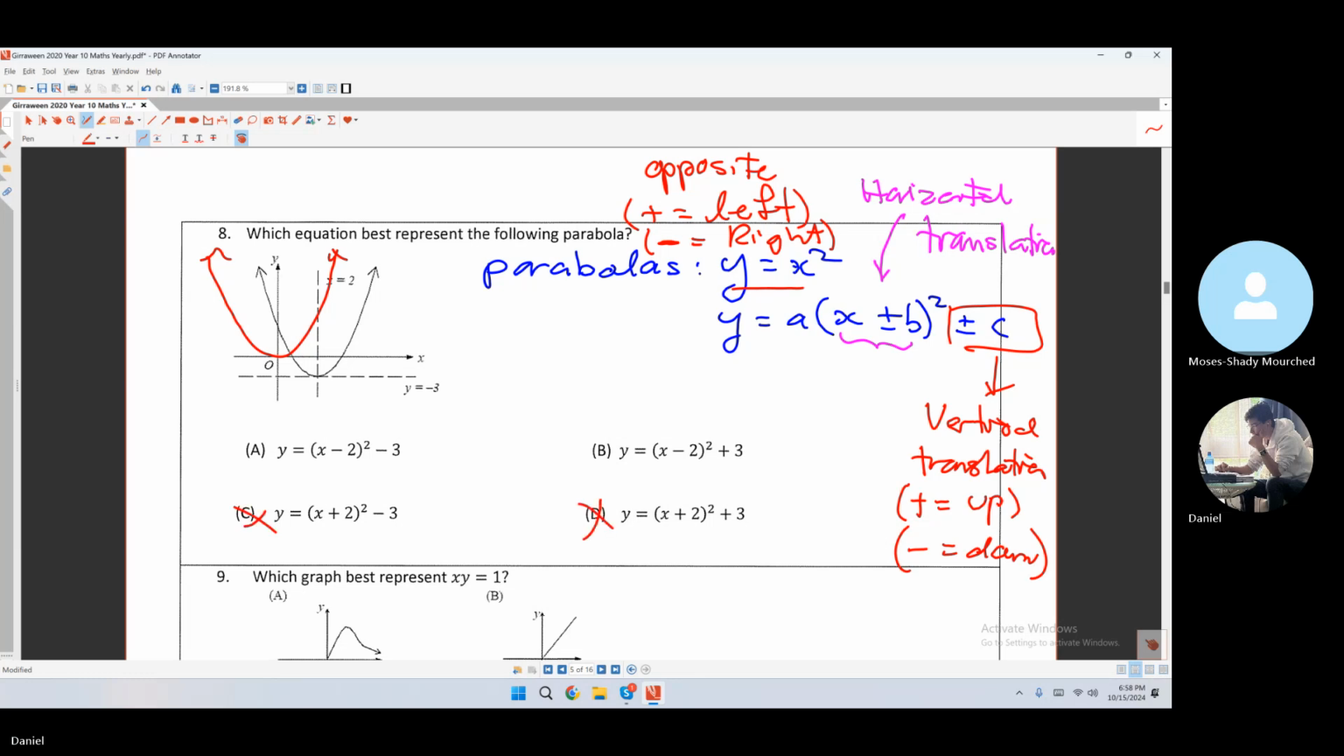Now, vertical is always exactly as it is. So if it moves down, it must be negative. If it moves up, it must be positive. No, it's actually direct. It's not opposite, because it's on the outside. If it's on the outside, it's as it is. If it's on the inside, it's opposite. Okay, so in this case, if it's moved down by 3 units, it must be this one here, the positive 3. Yep, so that's wrong.